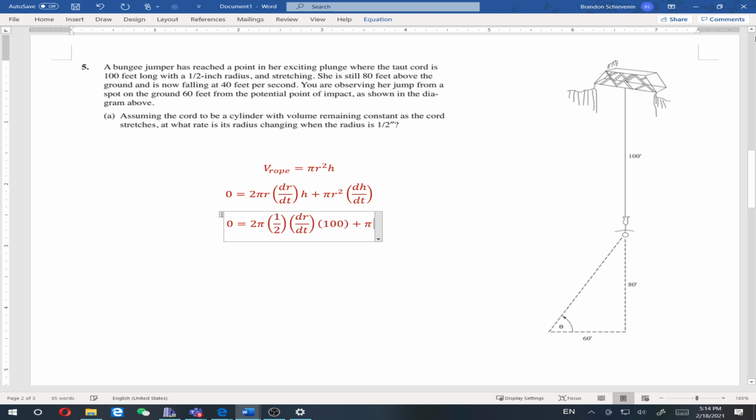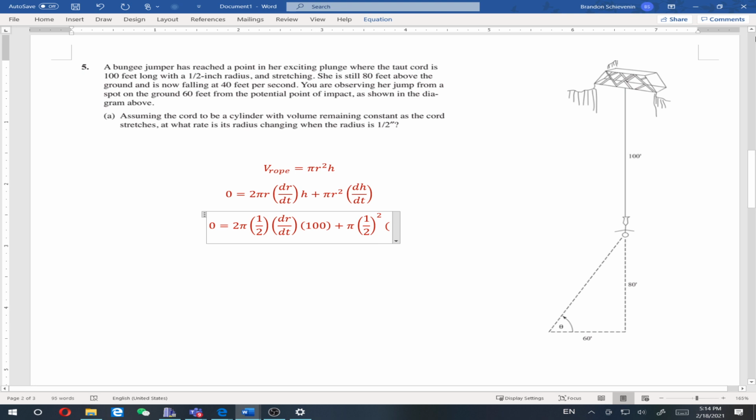Okay, so that's pi times our radius squared times dh over dt. How fast is the cylinder's height changing? 40 feet per second. Perfect. So that's everything we need in order to solve for dr over dt. So we just need to solve for dr over dt now.